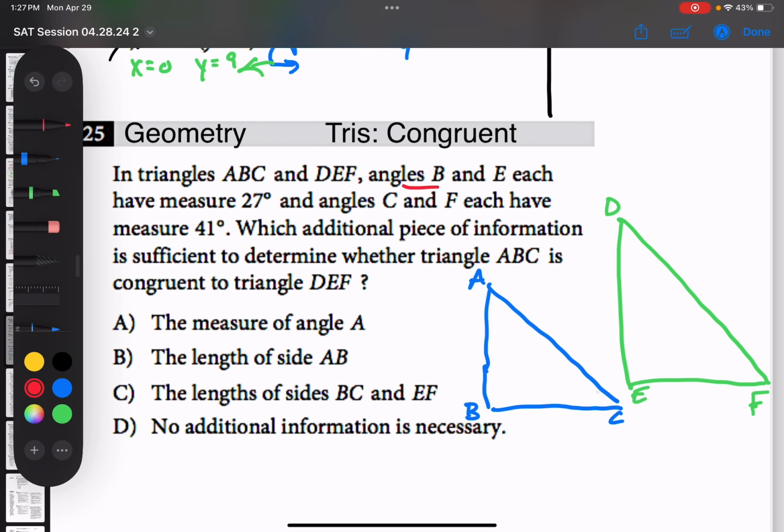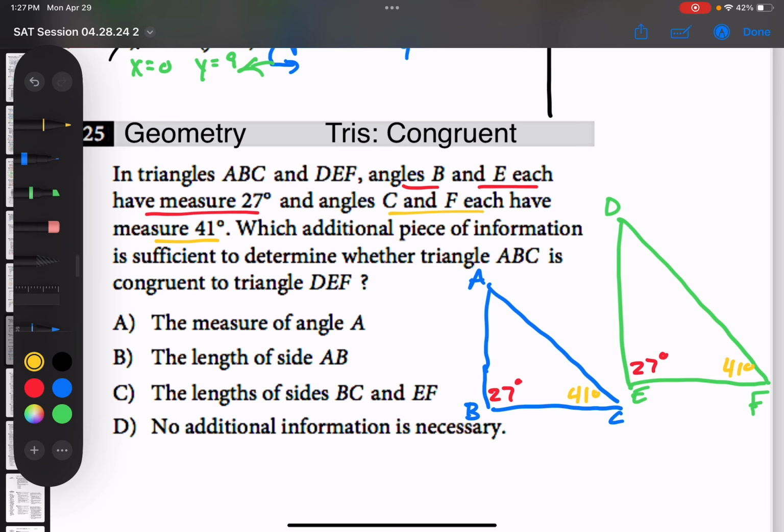Continue following the recipe. Angles B and E each have 27 degrees. So my B is 27 degrees, my E is 27 degrees. See how it works? Okay. Oh, but Mr. Ober, you draw like 90 degree triangles. No, it's okay. Just draw triangles. I like drawing 90 degree triangles because a lot of the questions deal with 90 degrees or right triangles. And then they tell us that C and F each have a measure of 41 degrees. So 41 for C, and F is also 41 degrees. So far, we know that these two triangles are going to be congruent or they'll be similar.